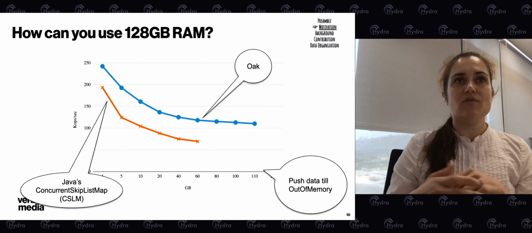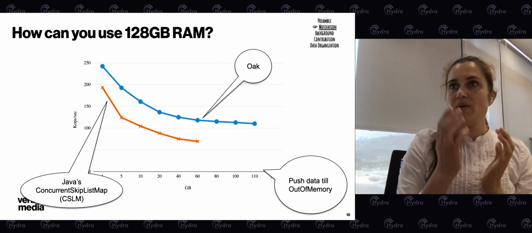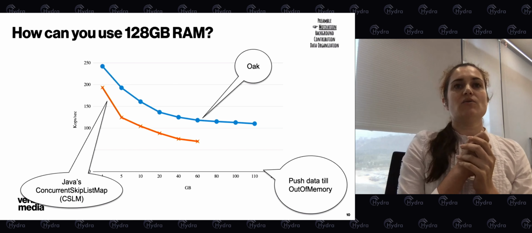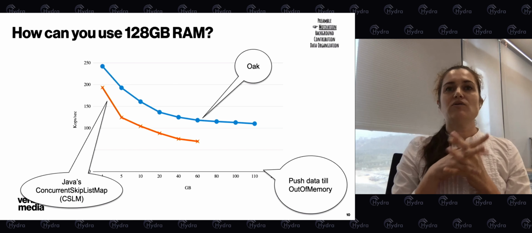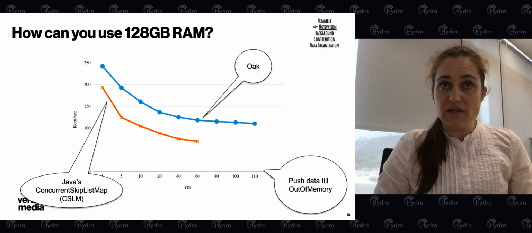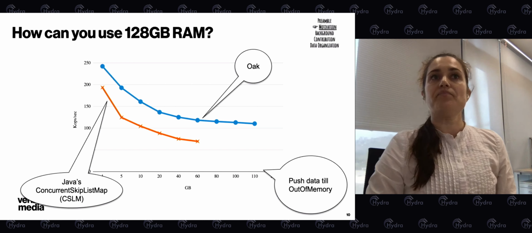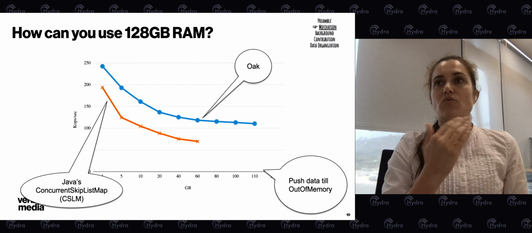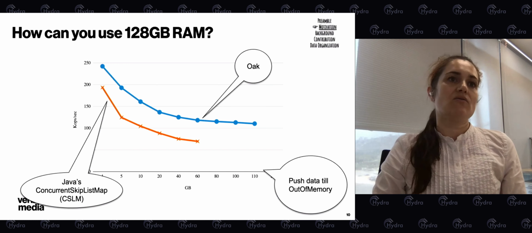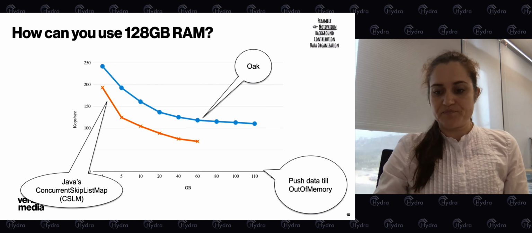If you want to see the result with Oak, remember the graph we saw in the beginning. Here you see we are reaching about 115 gigabytes, much larger, and the throughput is better than Java's concurrent skip list.